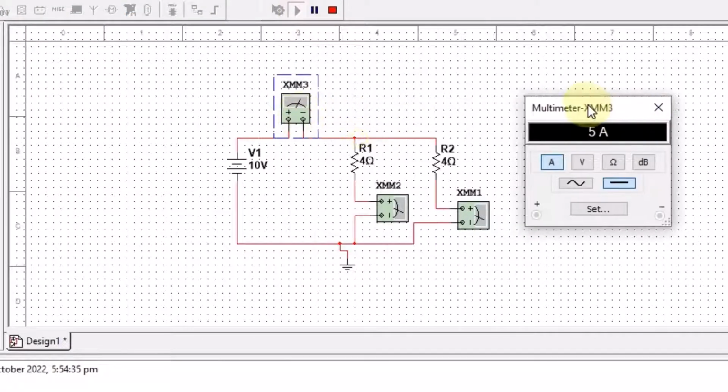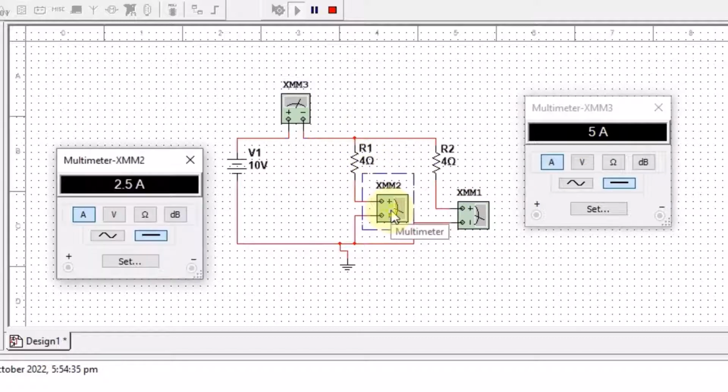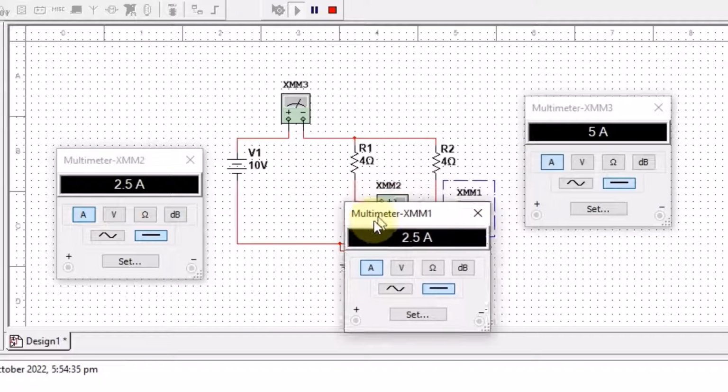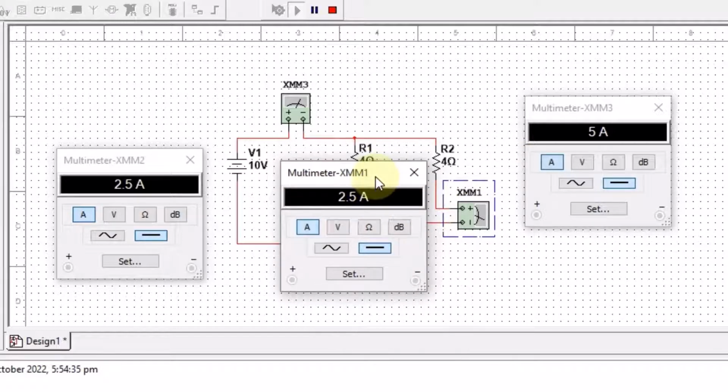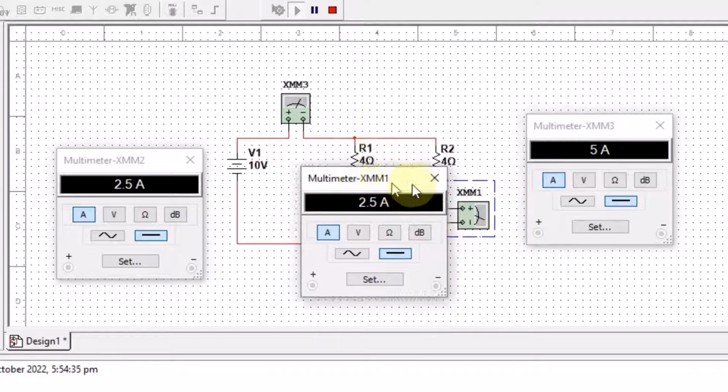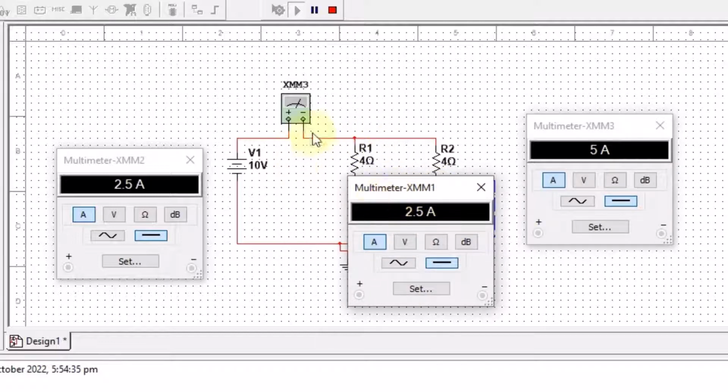Running it, I will see that 5 amperes of current is flowing through this circuit. Similarly, when the 5 ampere current flows through these two same resistors, each of the resistors will have half of the 5 amperes, so that would be 2.5 amps. Double clicking over it, I get that the current flowing through R1 is 2.5 amps. Similarly, the current through XM1 is also 2.5 amperes. So that is the proof that in parallel circuits the current divides.